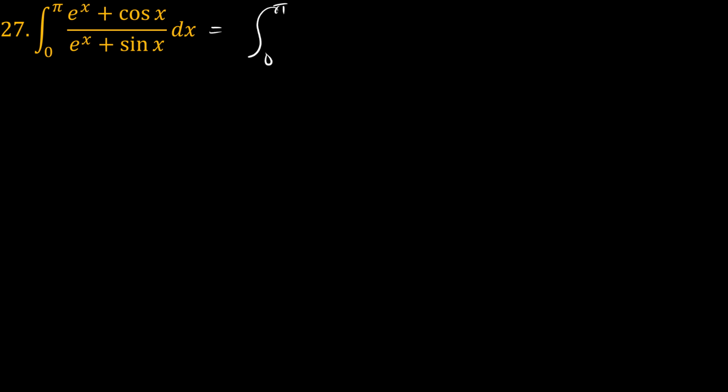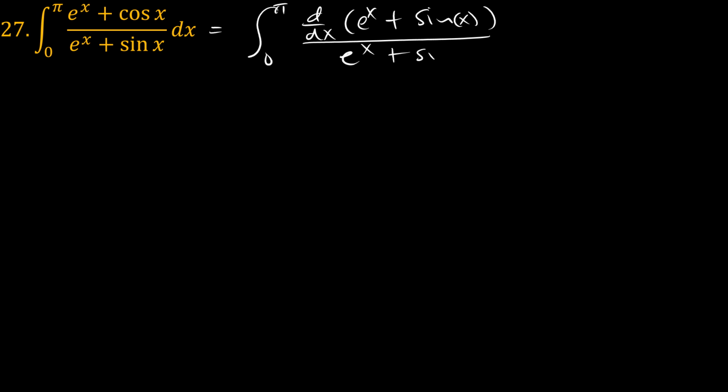Next is problem number 27, which is the definite integral from x equals 0 to x equals pi of (e to the x plus cosine of x) all over (e to the x plus sine of x). Now this problem is very simple. So this is the same as the integral from x equals 0 to x equals pi of the derivative of (e to the x plus sine x) over (e to the x plus sine of x).